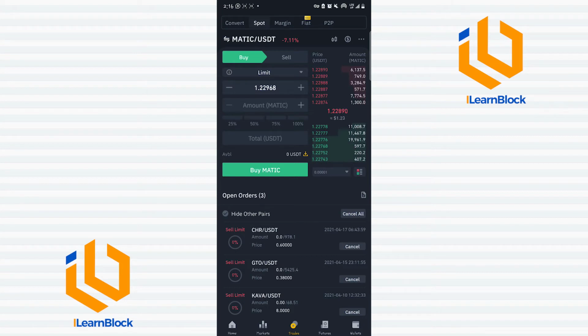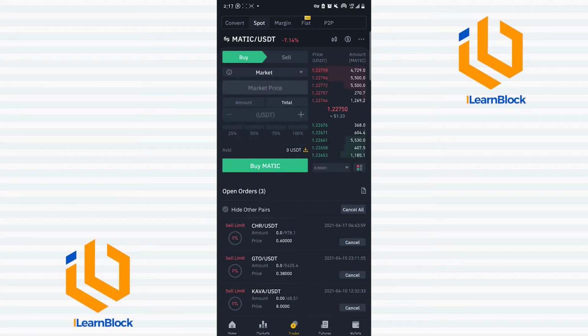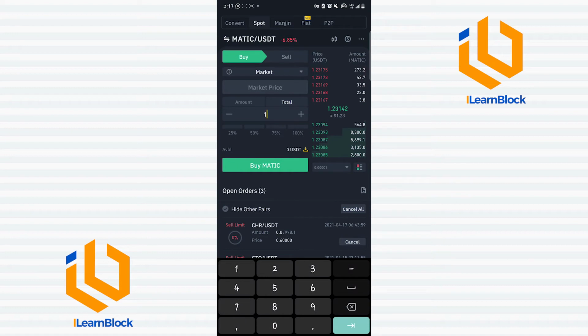Let's say I would like to buy it at this current market price, which is $1.22 US. I can come over here and change it from limit to market order. So what have I done? This way, I have set my order to automatically buy at the current best available price. So all I have to do is, I'll just click or enter how many USDT I would like to spend. So let's say I would like to buy $1,000 worth of the coin. So I'll just enter the amount and click buy Matic.